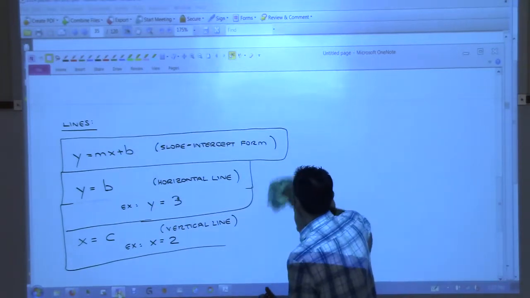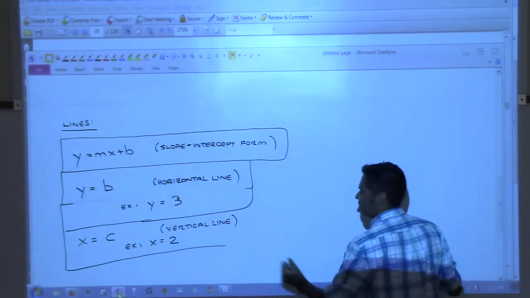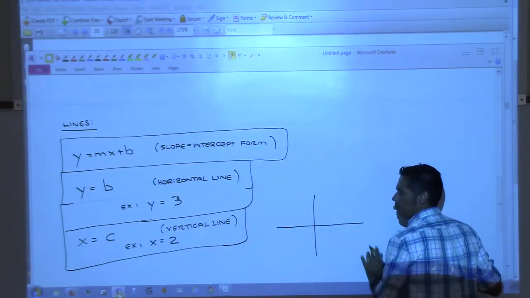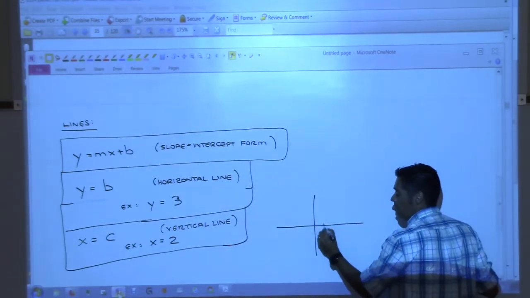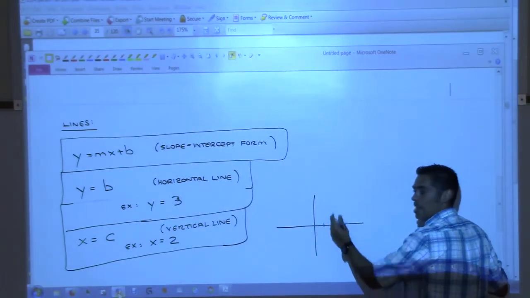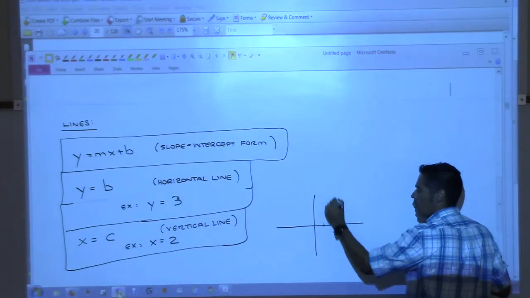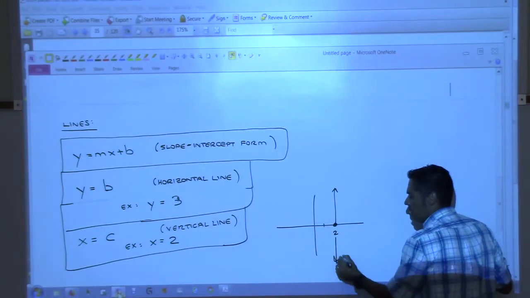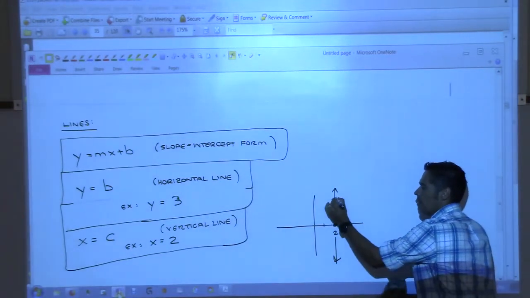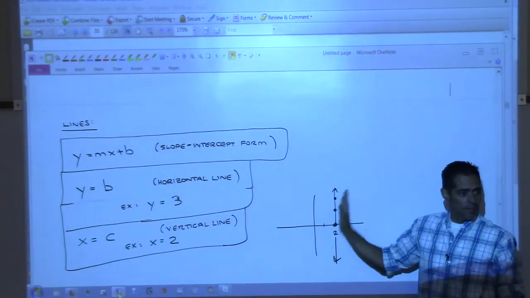How would you graph x equals 2? Well, your x has to be 2, right? So 1, 2, here are your x coordinates this way. So I'll put a dot there, and every point has to have an x coordinate of 2, which means your line has to go vertically like this. Every point on this line, the x coordinate is 2.